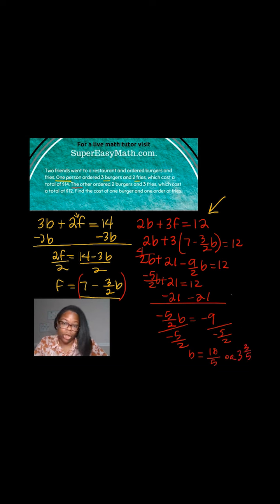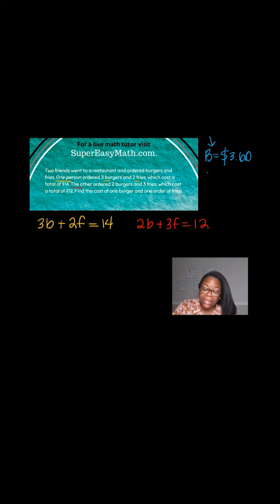And remember, we're talking about money here, so we don't want to say, hey, it costs 3 and 3/5 of a dollar. It's like, what is that? You need to translate that into money, and that would be $3.60. So now to be clear, I know that my burgers equal $3.60, so I'm writing it up there. And now I'm going to move on to calculating the fries.